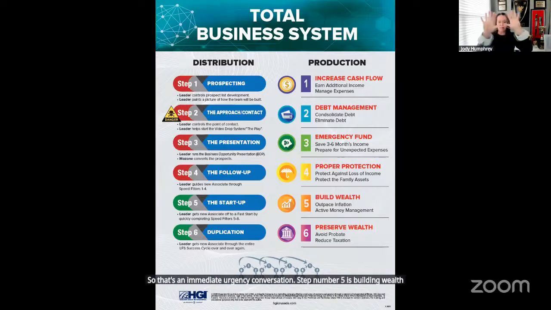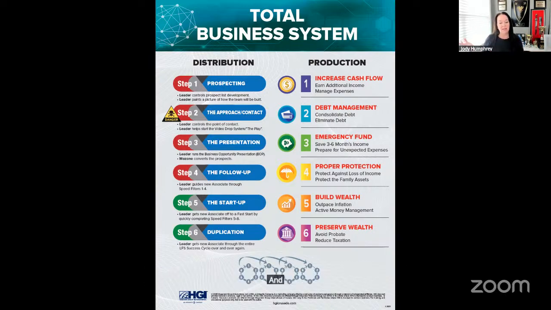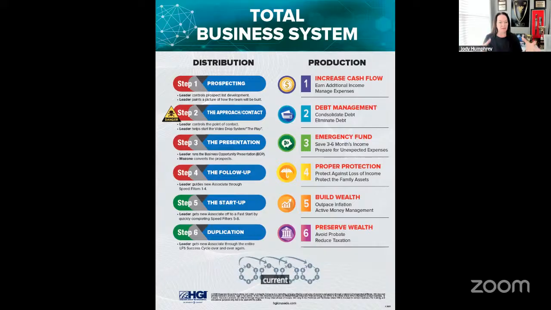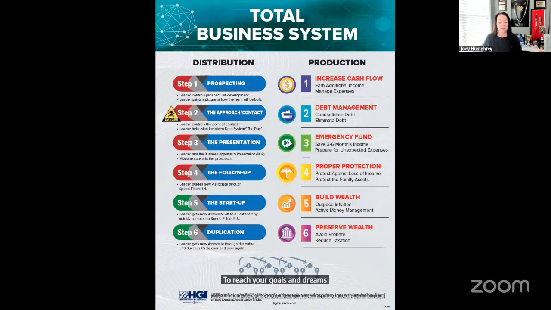So now we've kind of talked about everything, and this is where we're going to look at what are you currently doing and what can you afford to set aside on a monthly basis? I need to know both of those things, right? I need to know current 401ks, if we're contributing, if there are matches, what is happening there. And I also need to know how much you can afford to set aside on a monthly basis to reach your goals and dreams. If the answer is 0, then I know what I'm working with. If the answer is 1,000, then I know what I'm working with.